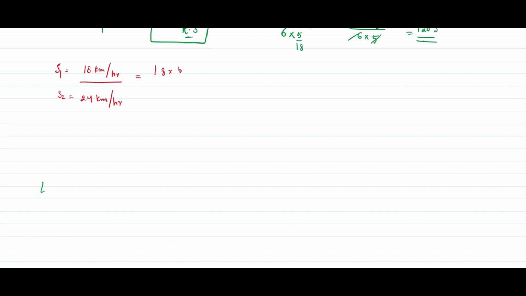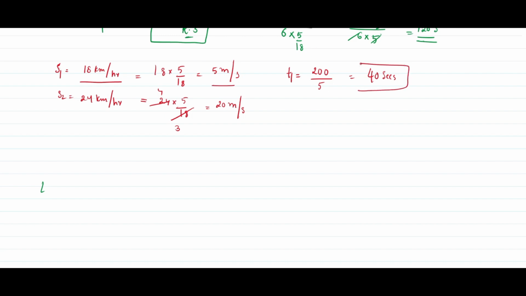So 18 into 5 by 18 is 5 meter per second, and the second speed, 24 into 5 by 18, is 20 by 3 meter per second. Now we can calculate the individual time taken by each person to complete a single loop, that means 200 meters. They have to travel 200 meters with a speed of 5 meter per second, which is 40 seconds. So the first person took 40 seconds to travel the 200 meters track.